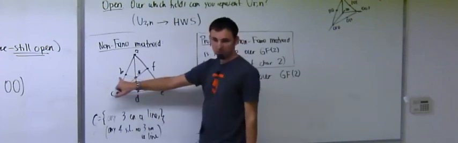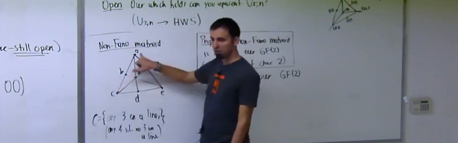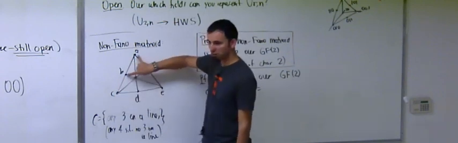But B is not 0 because it's not a loop. B is not A because A and B are independent. B is not C because B and C are independent. So the only thing B can be is A plus C.